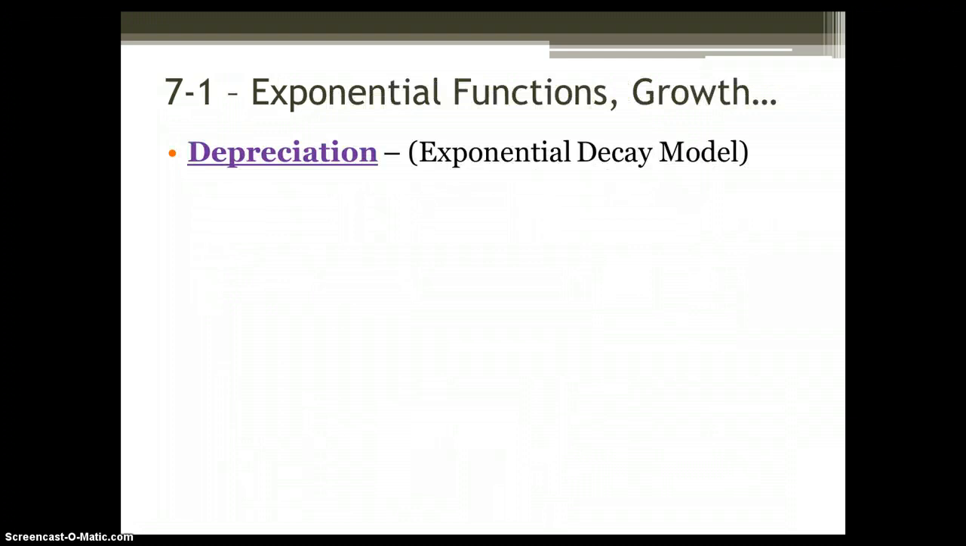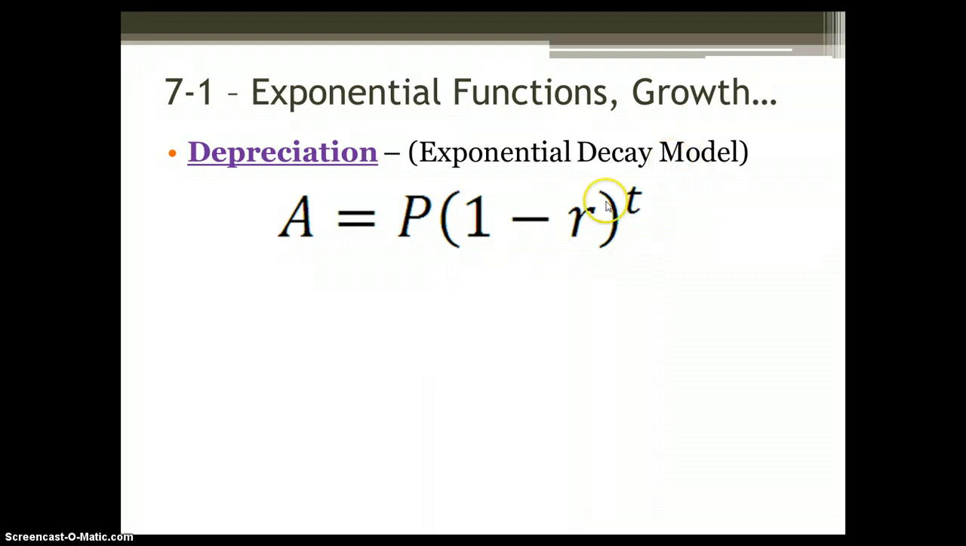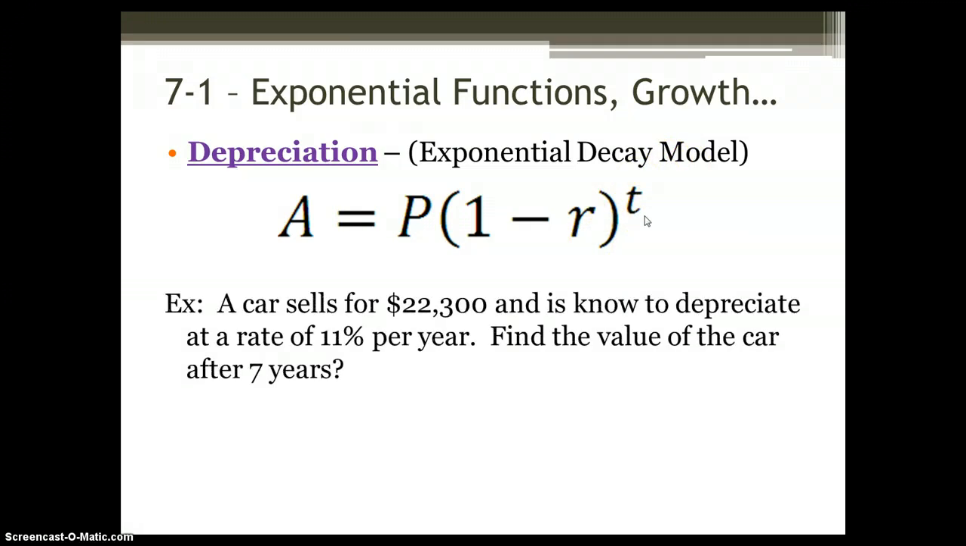Another application is the exponential decay model. This is known as depreciation. It's very similar to compound interest except it's 1 minus r. Again, the variables stand for the same thing. P is the principal amount, r is the interest rate, and t, of course, is time. We use this example for a car situation. Cars are known to depreciate.